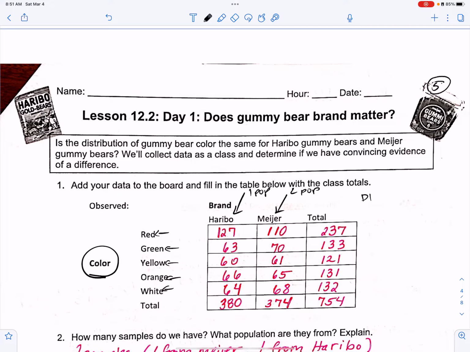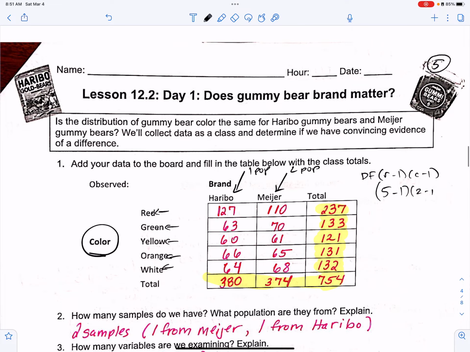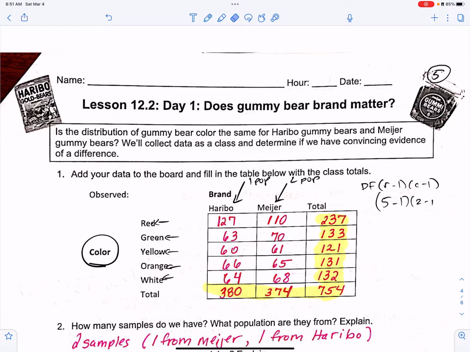For the degrees of freedom, remember I told you it's row minus 1 times column minus 1. So I have 1, 2, 3, 4, 5 minus 1 times 1, 2 minus 1. You never include your totals. It's just always the raw data. The only reason you need your totals is because we're going to be using them for our expected value. So this data here is just data that you're given. You have to be given data in the beginning in order to be able to run a test. On the AP test, on my test, you will be given a raw set of data.